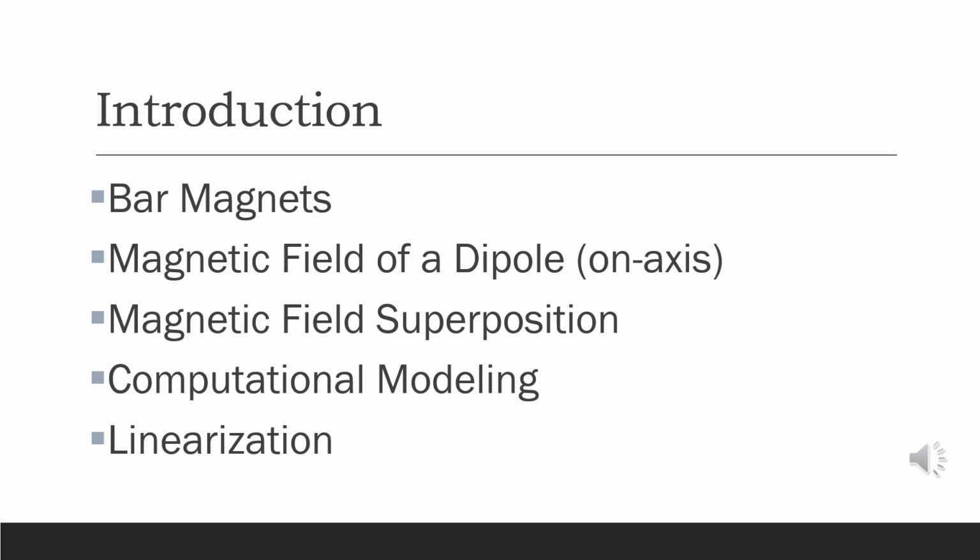The first being bar magnets, which we'll treat as magnetic dipoles, and as such we should be able to know the magnetic field of a magnetic dipole on its axis, as well as the fact that magnetic fields can be superposed, because this will be important as certain correct results will be obtained by removing the interference from the Earth's magnetic field. Another key idea in this lab is the purpose of computational modeling to visualize a magnetic field. And lastly, we'll need to know how to linearize data for this lab.